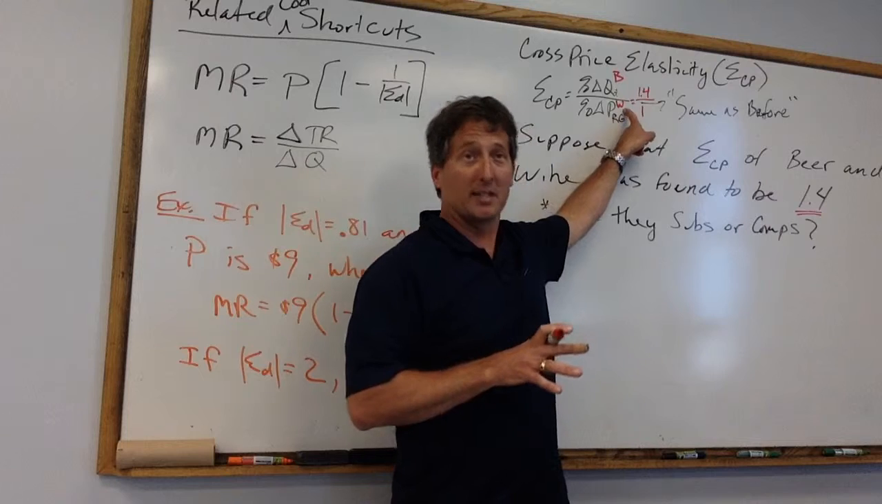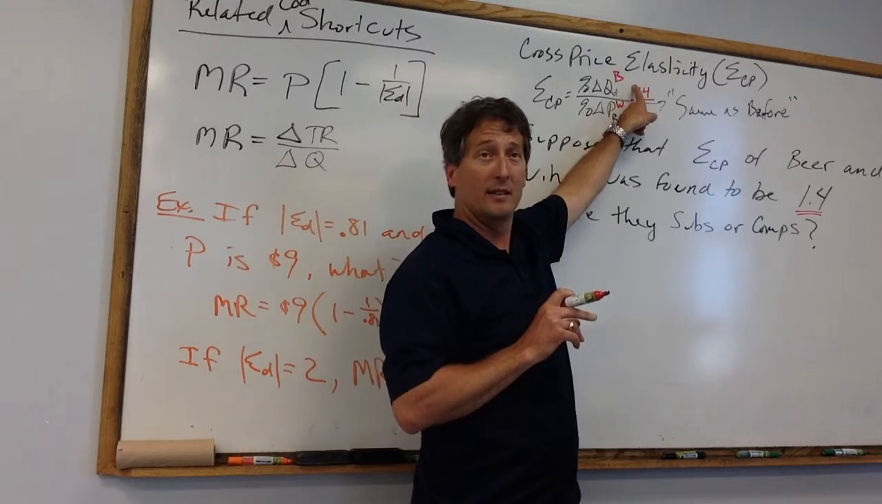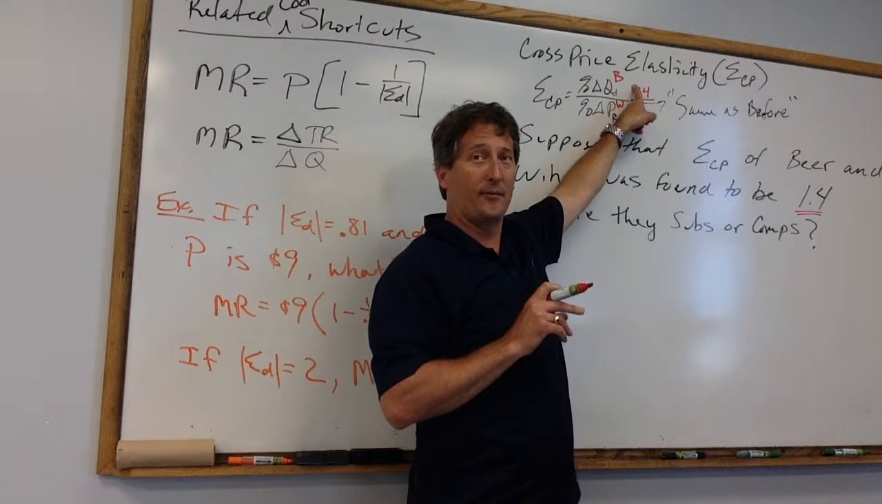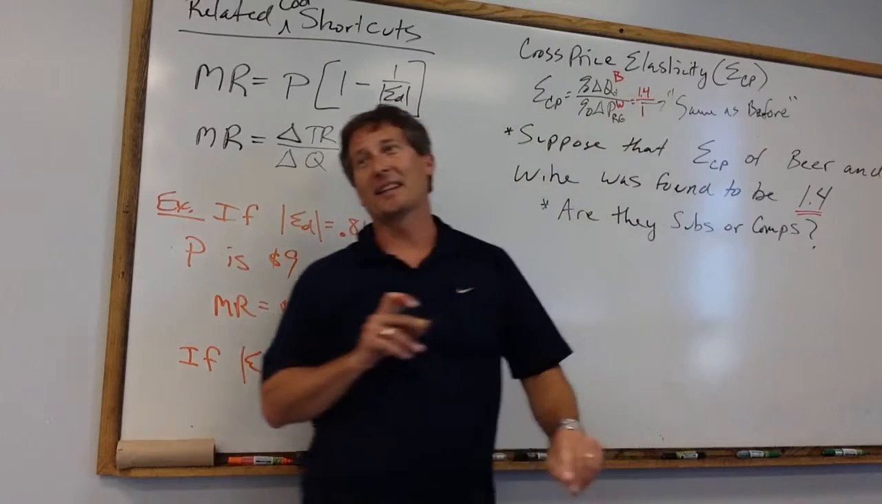1% increase in the price of wine, great. Leads to a 1.4 decrease. And why did you get the decrease? Should it be negative?